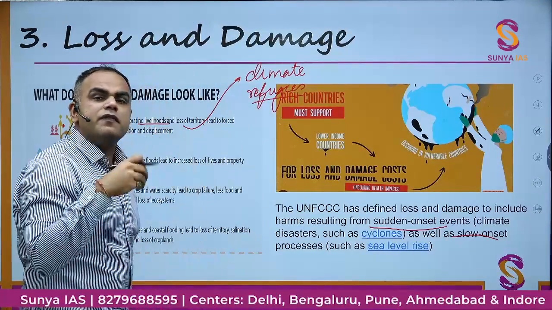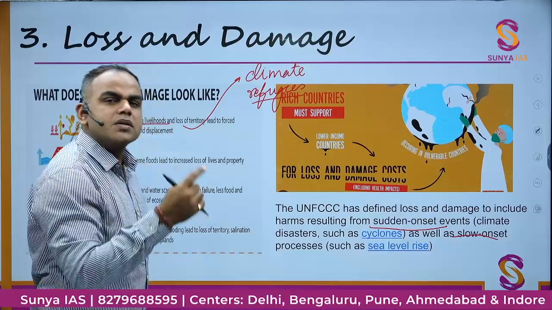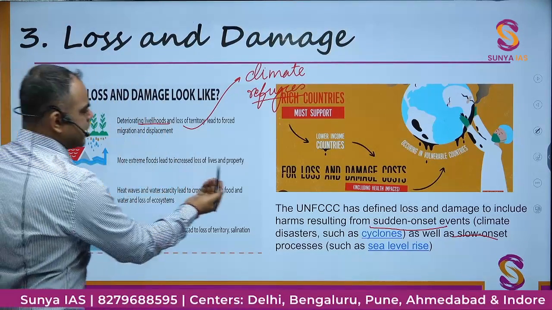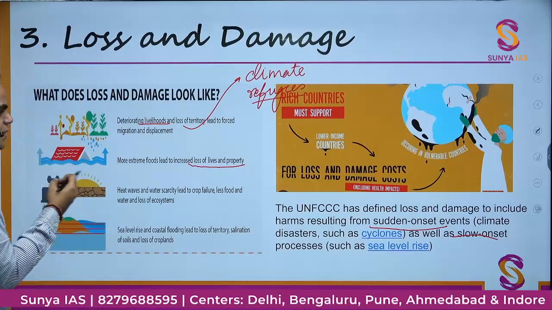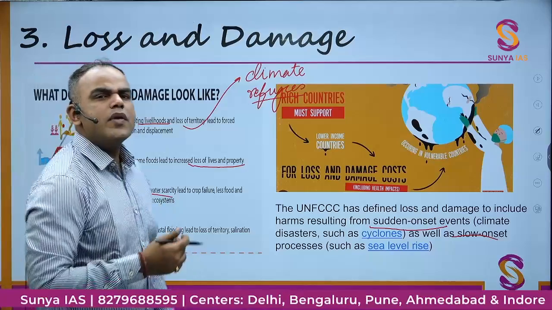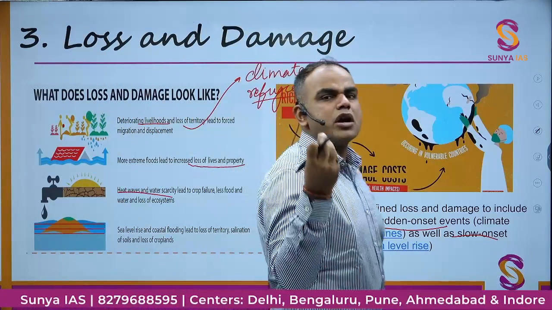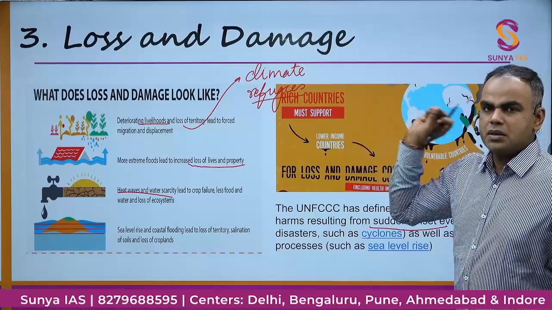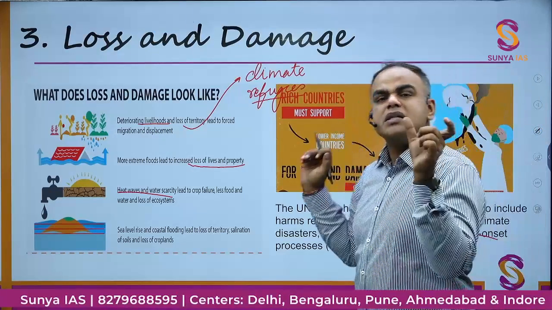The people who have been forced to move away because of climate change and its impacts. Okay, so there is a loss of lives and property. Heat waves, water scarcity, overall agriculturally, economically, socially, there have been a lot of impacts because of this. So this is what is loss and damage.